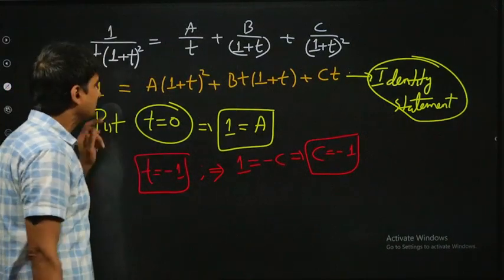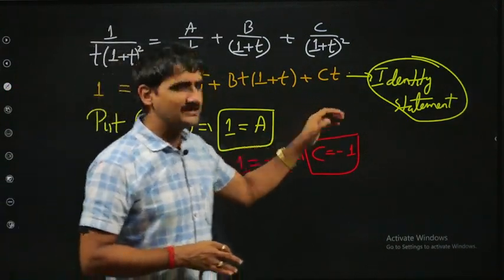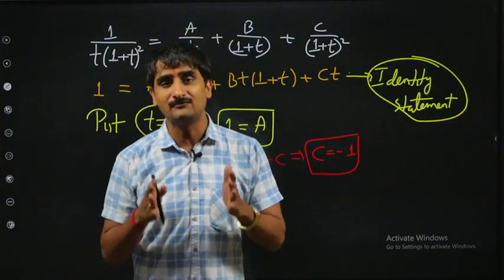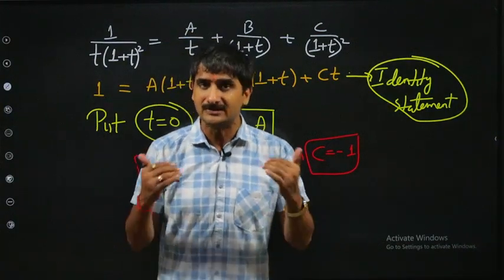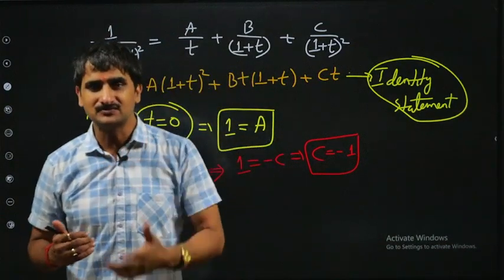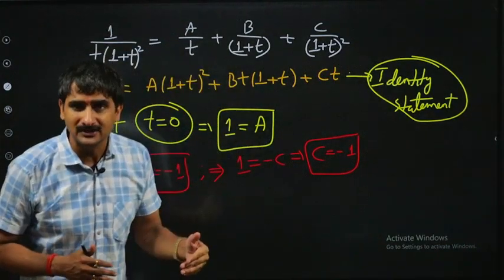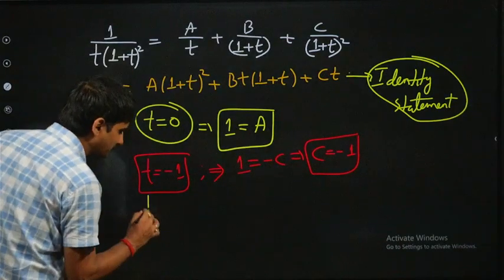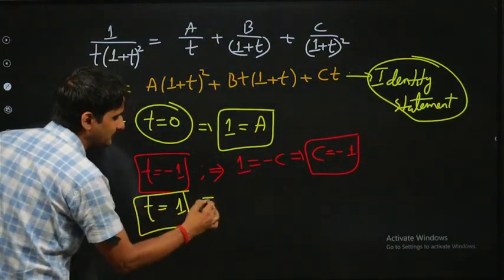Okay, now let's move to the third one. As I said, it's an identity statement, so you can replace t by whatever value of t you wish, but of course we will choose the simplest possible value. We have already used 0 and minus 1, so what is left, according to me, I should use t is equal to 1 because we haven't used it yet.